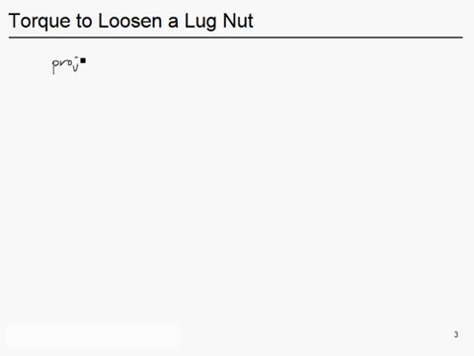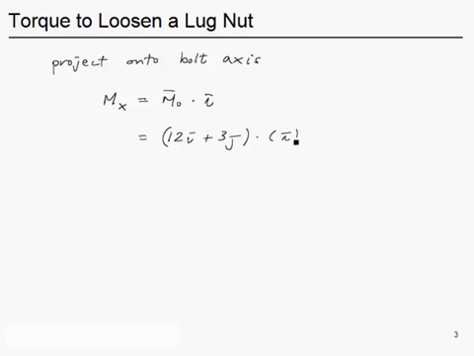All right, so in order to project onto the bolt axis, we're going to write something that looks like this. The moment around the x-axis is equal to the moment around the origin dotted with the I unit vector. That's going to be equal to 12I plus 3J dotted with the I unit vector. So this just equals 12 Newton meters. That is the torque we're generating around the bolt axis.